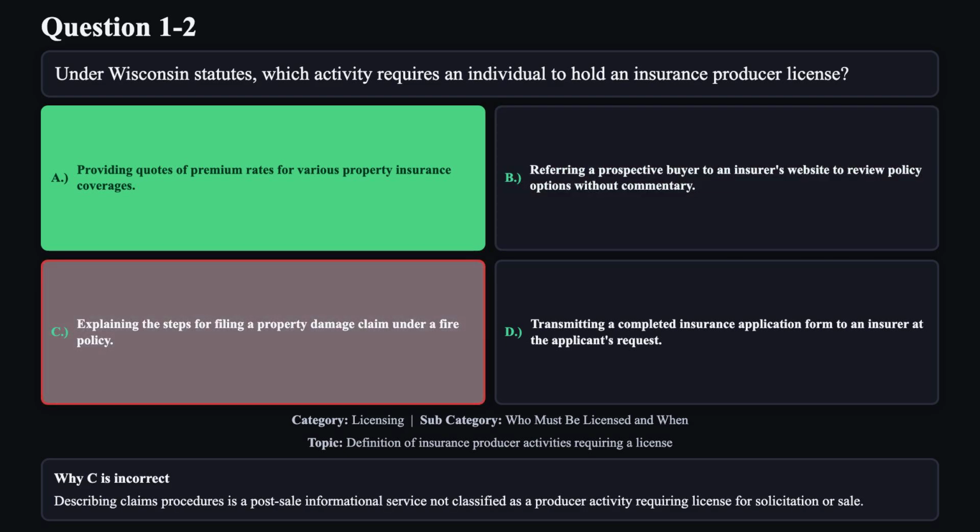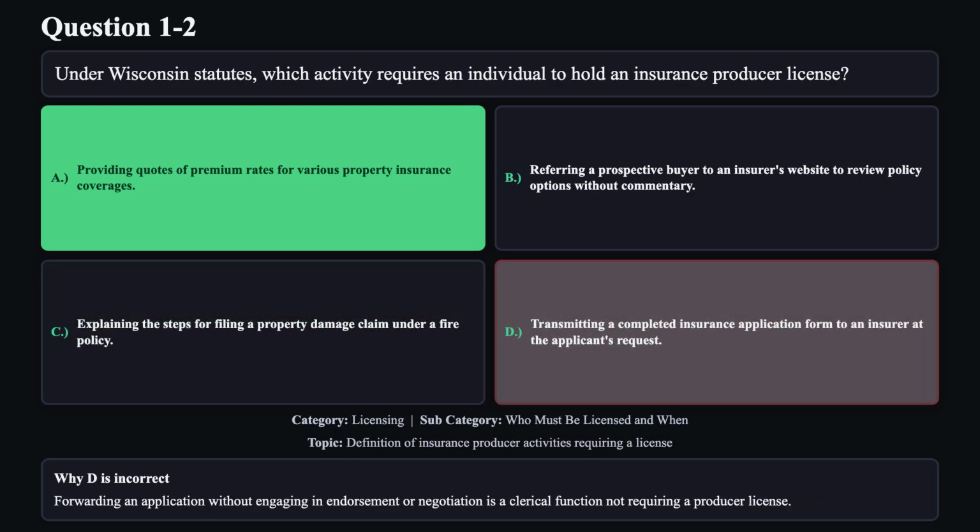Reason C is not correct. Describing claims procedures is a post-sale informational service not classified as a producer activity requiring a license for solicitation or sale. Reason D is not correct. Forwarding an application without engaging in endorsement or negotiation is a clerical function not requiring a producer license.